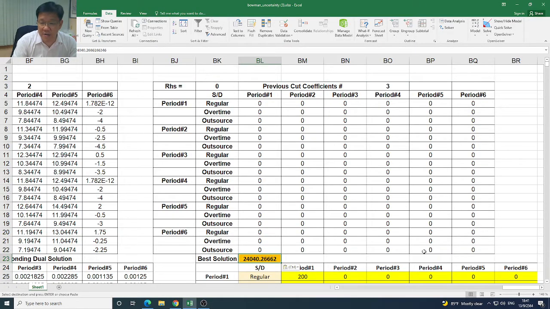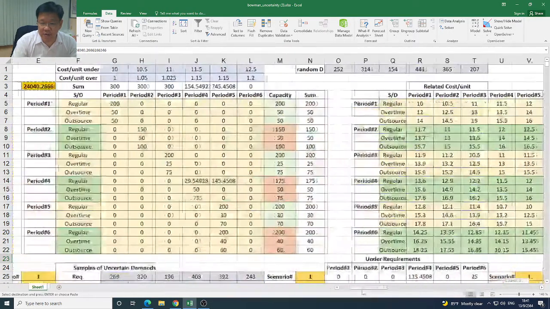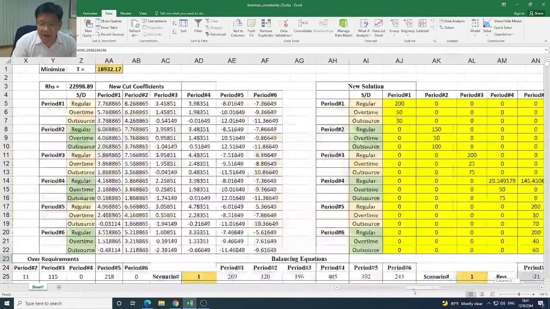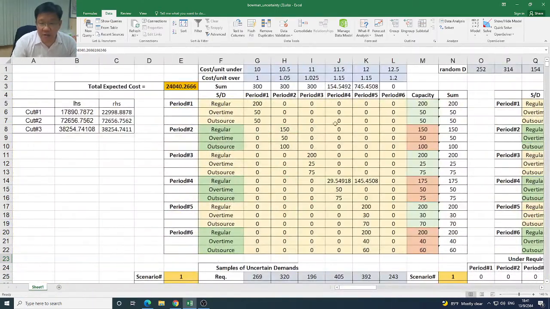Right now this is the current best solution, and certainly this new solution here generates the new cut here. The left hand side will be infeasible. Instead, this one is already feasible, but this one is infeasible.